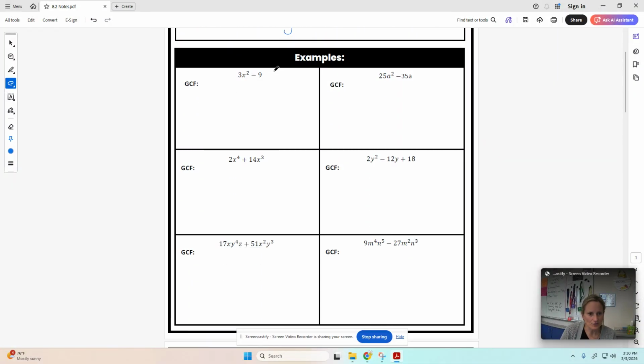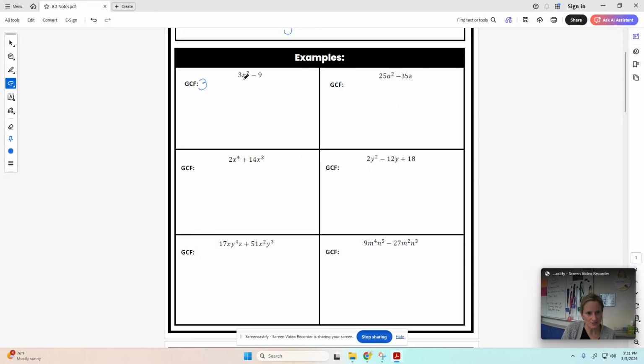Here's our first expression, 3x squared minus 9. The first thing I want to look for is the largest number that both 3 and 9 are divisible by, and that number is 3. I also want to see if my greatest common factor is going to have a variable with it or not. The first term, 3x squared, has an x, but the 9 does not. They have no variables in common, so my greatest common factor is just 3.